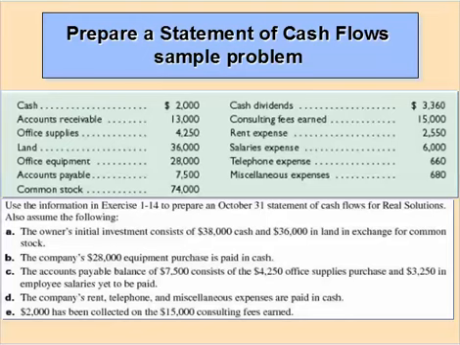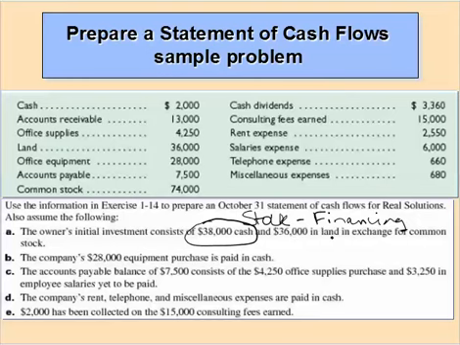Okay, so this is a little hard to work here, but we'll do our best. So it says the owner's initial investment consists of $38,000 cash. Okay, so the owner is going to bring in $38,000 in cash, and in exchange for that cash, he's going to get stock, right? So this is a financing activity. And then it also goes on to say that he also contributed $36,000 in land in exchange for stock.